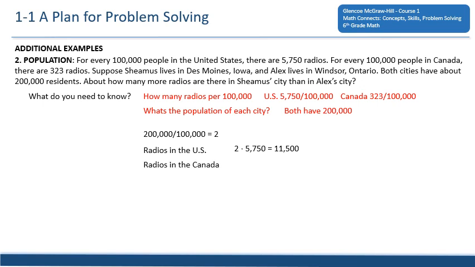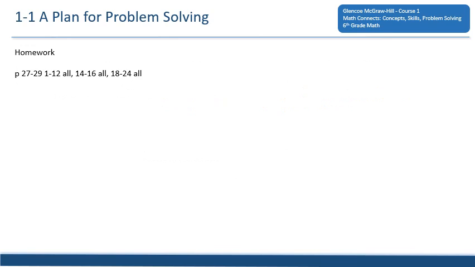And then the radios in Canada, it's the same thing. So we're going to multiply 2 times 323, because remember, it's 323 radios per 100,000 people. And there are 200,000 people, so 2 times 323 equals 646. So 11,500 minus 646 equals 10,854. And we subtracted that because we're trying to find out how many more radios are in Des Moines, Iowa than in Windsor, Ontario.